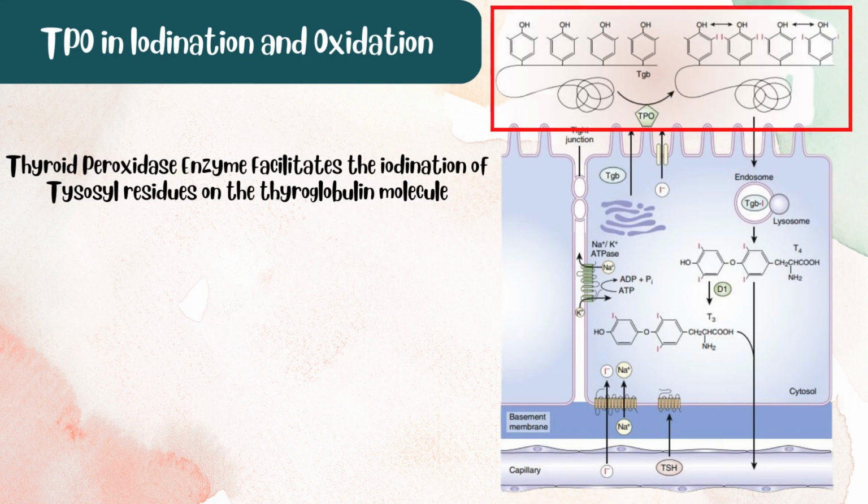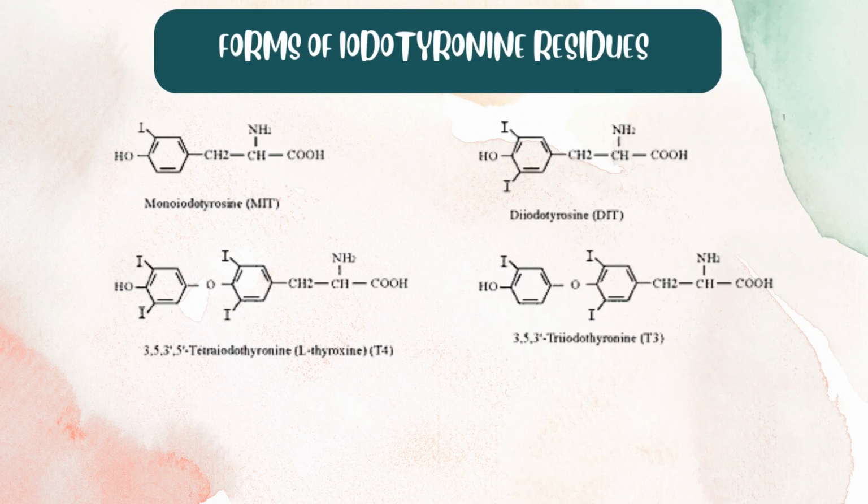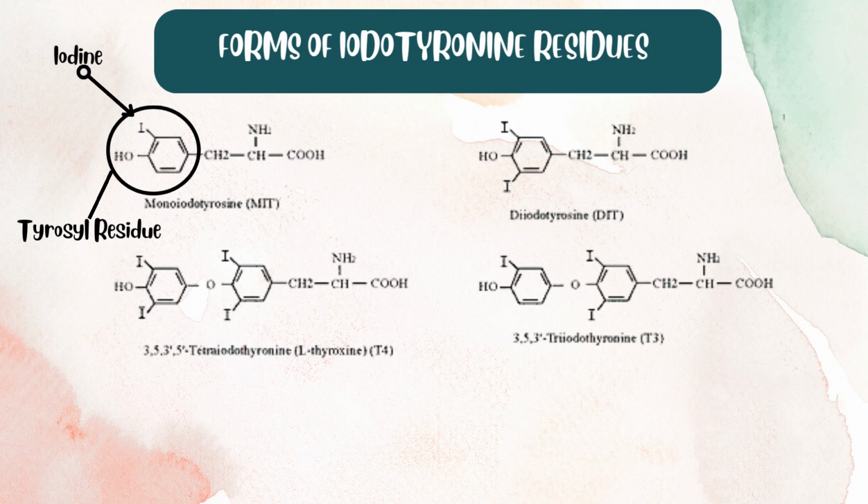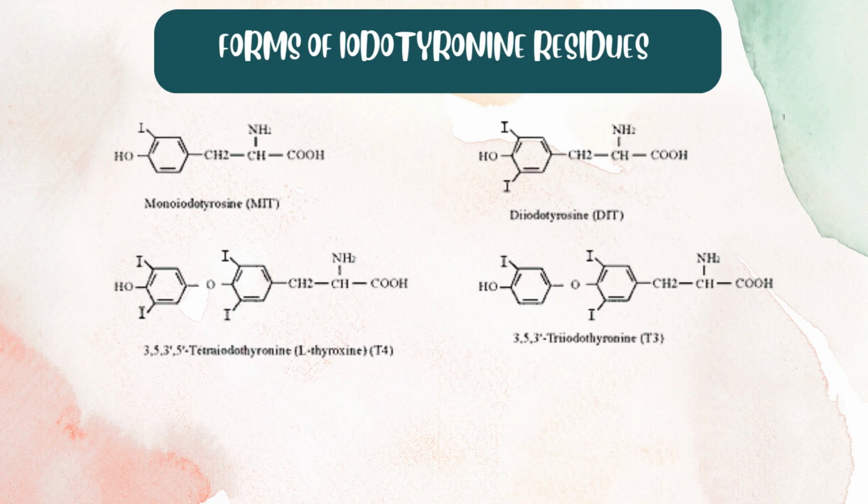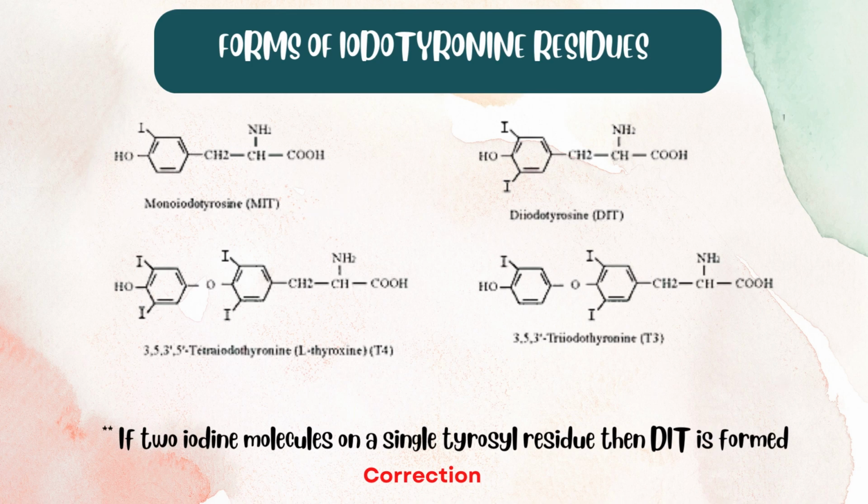Tyrosyl residues on the thyroglobulin molecule undergo iodination by the previously oxidized iodine molecule. This process of organification is facilitated by thyroid peroxidase and results in the formation of monoiodothyronine, MIT, and diiodothyronine, DIT, residues. If one iodine molecule combines with one tyrosyl residue on thyroglobulin, monoiodothyronine is formed. If iodine combines with two tyrosyl residues, diiodothyronine is formed.